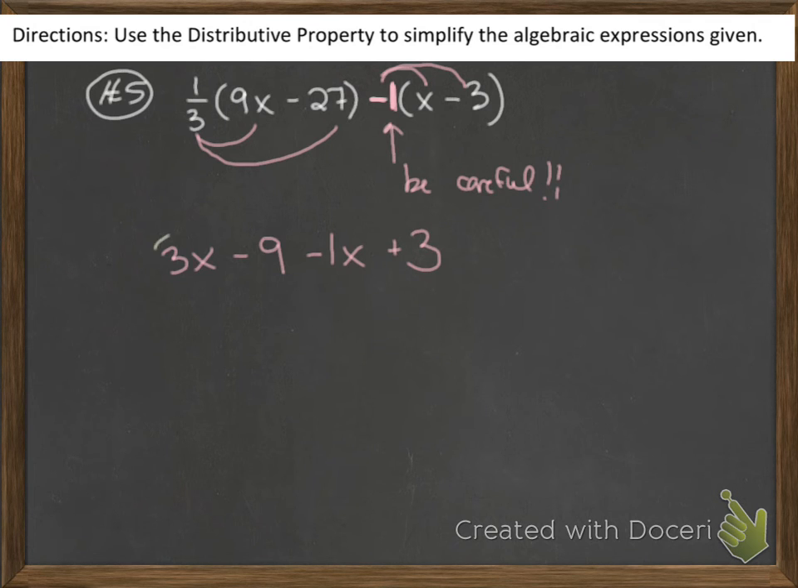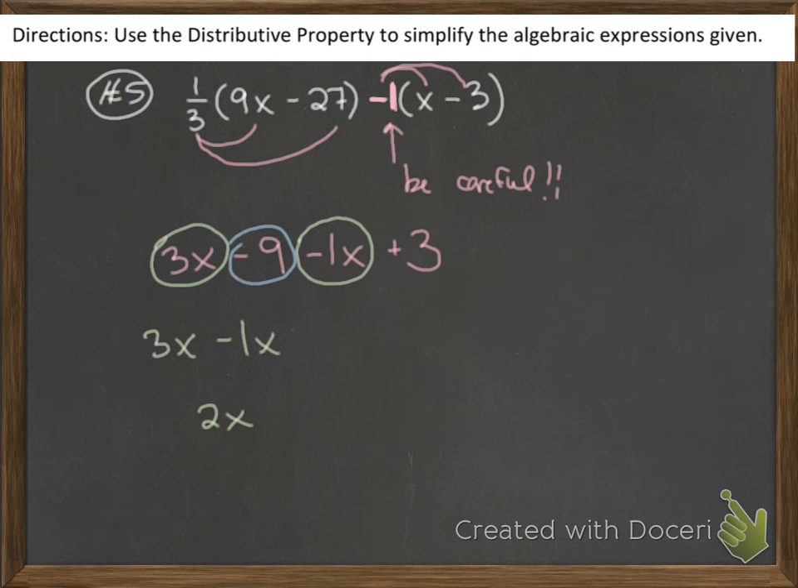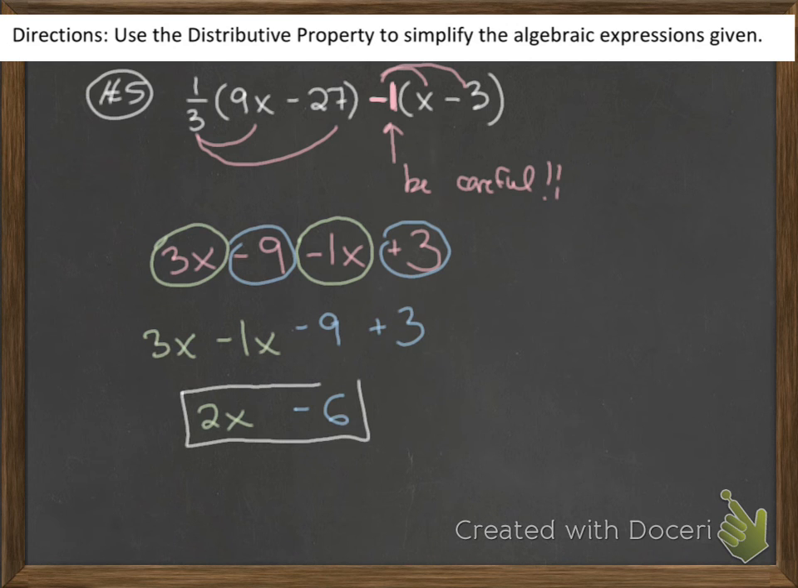Then we can use our commutative property to move these around. Remember, the signs travel with the terms. So I have a 3x minus 1x. 3x minus 1x is 2x. Then I also have a minus 9. We'll bring that down. And a plus 3. So minus 9 plus 3 is minus 6 or negative 6. So I have 2x minus 6. Okay, you could also rewrite it as negative 6 plus 2x. That would be also correct.